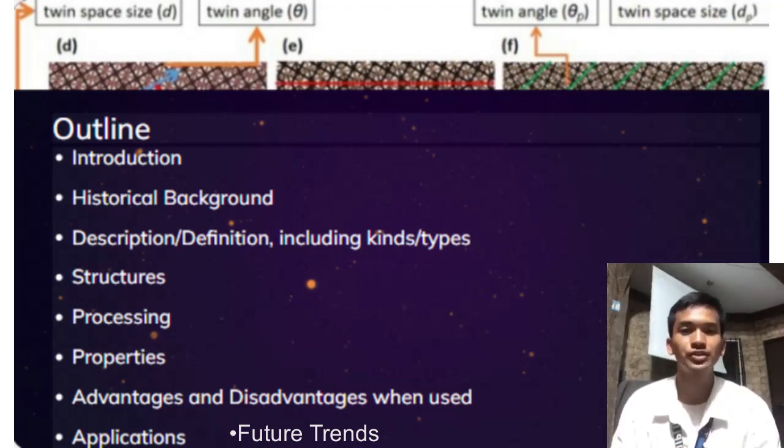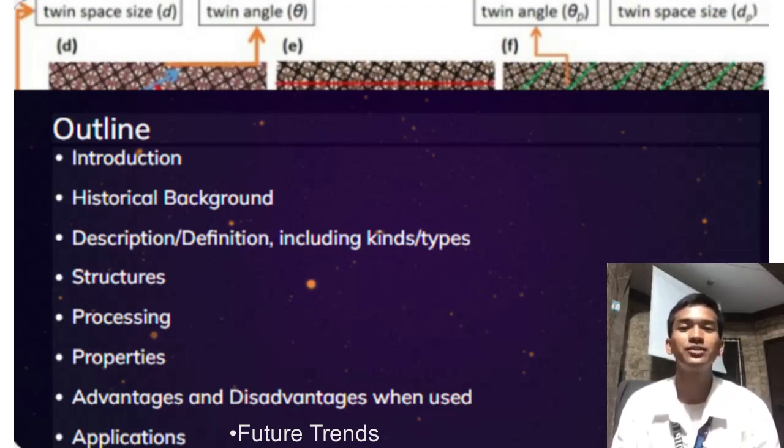Third, structures, learning about crystalline and amorphous structures that affect performance. Fourth, processing, unveiling techniques like casting or extrusion that shape materials. Next is properties, discovering how materials differ in mechanical, thermal, and electrical aspects. Next is the advantages and the disadvantages, weighing the pros and cons of material use.